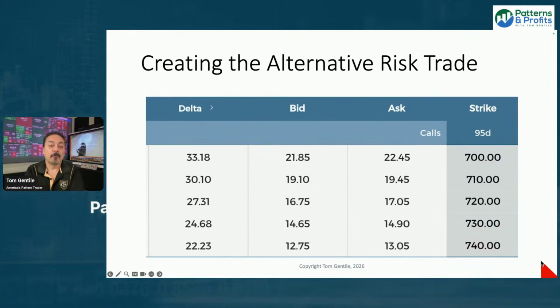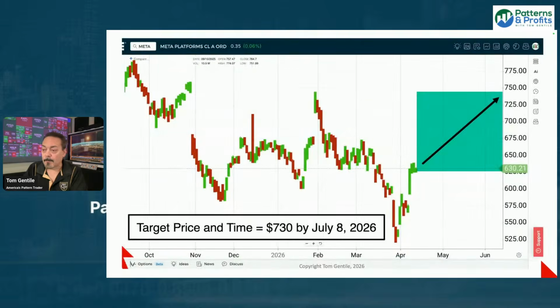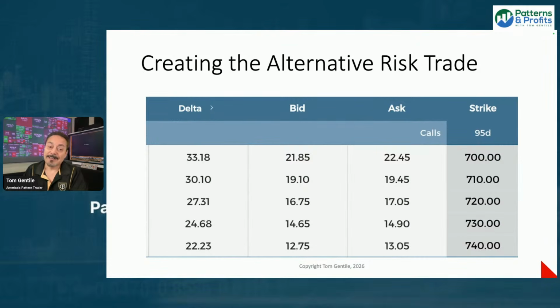The next thing I do, after I spot the opportunity, is ask: can I create an alternative risk trade other than simply buying the stock? Do I really want to buy the stock at $630? 100 shares of that is going to cost $63,000. Can I do something that puts me in an area where, based on my target price and target time, I might have the same probability at the target, but a better reward-to-risk ratio than buying the stock?